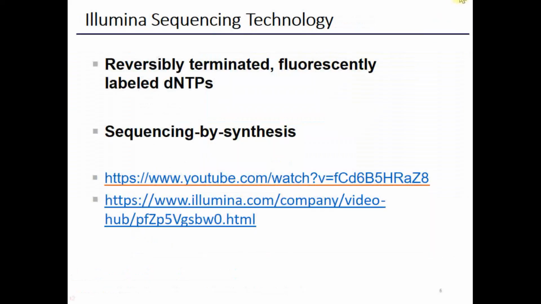So the basic principle of Illumina sequencing technology is the reversibly terminated, fluorescently labeled dNTPs for synthesis and sequencing. It sounds a bit complicated, but I will explain it step by step in the next few slides. And I also recommend you watch these two videos for better visualization.